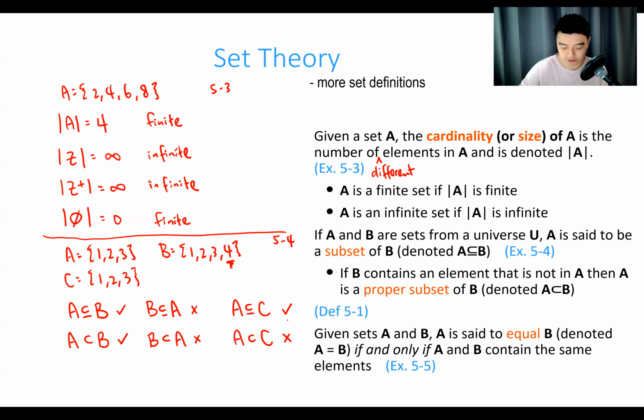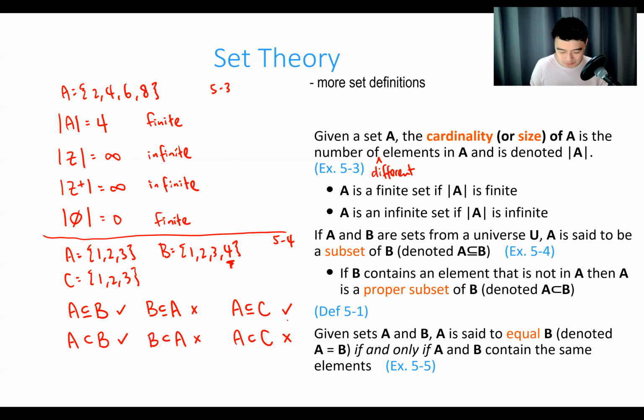Okay, is A a proper subset of C? Once again, the answer is no. So even though A is a subset of C, every element in A is also in C, we can't find an extra element in C that is not in A. Okay, so I can't find that extra element. So in fact, they are equal.